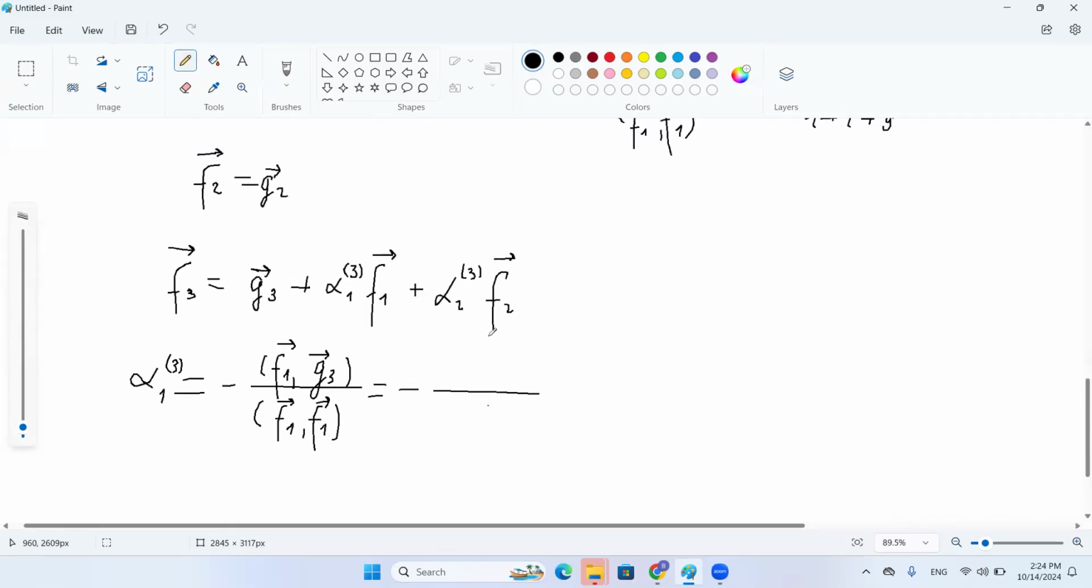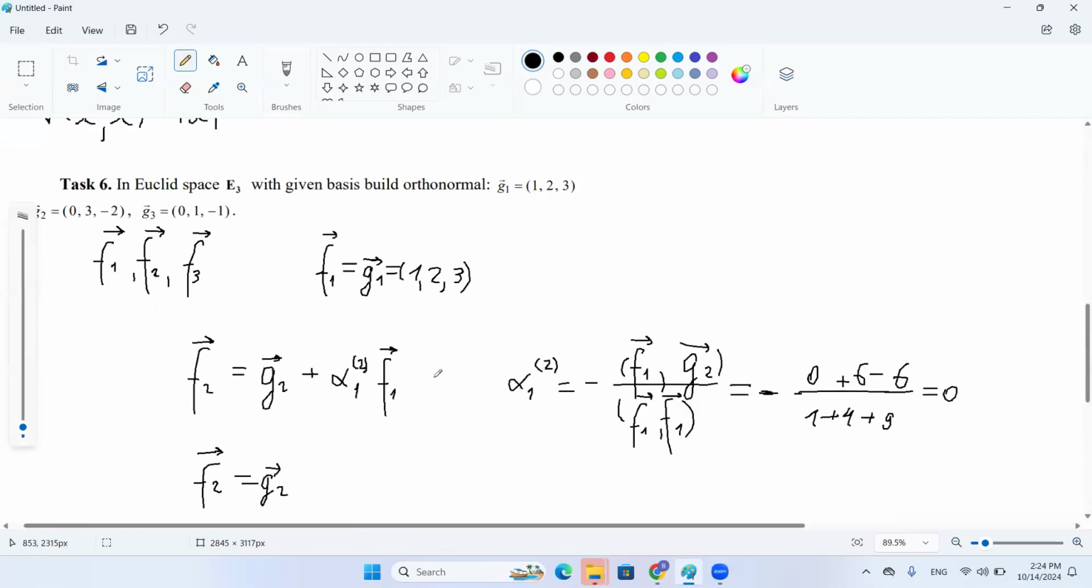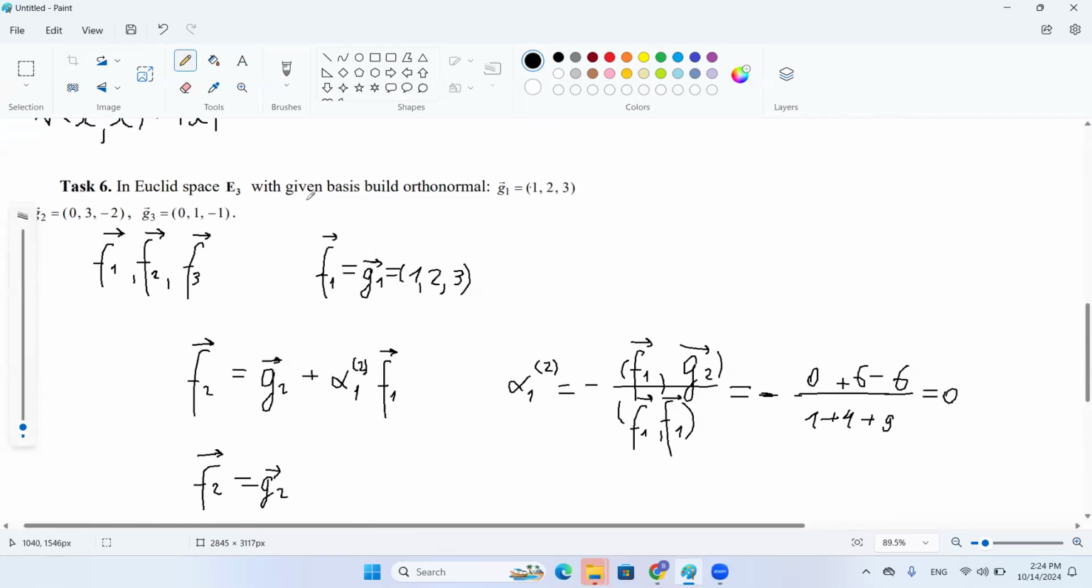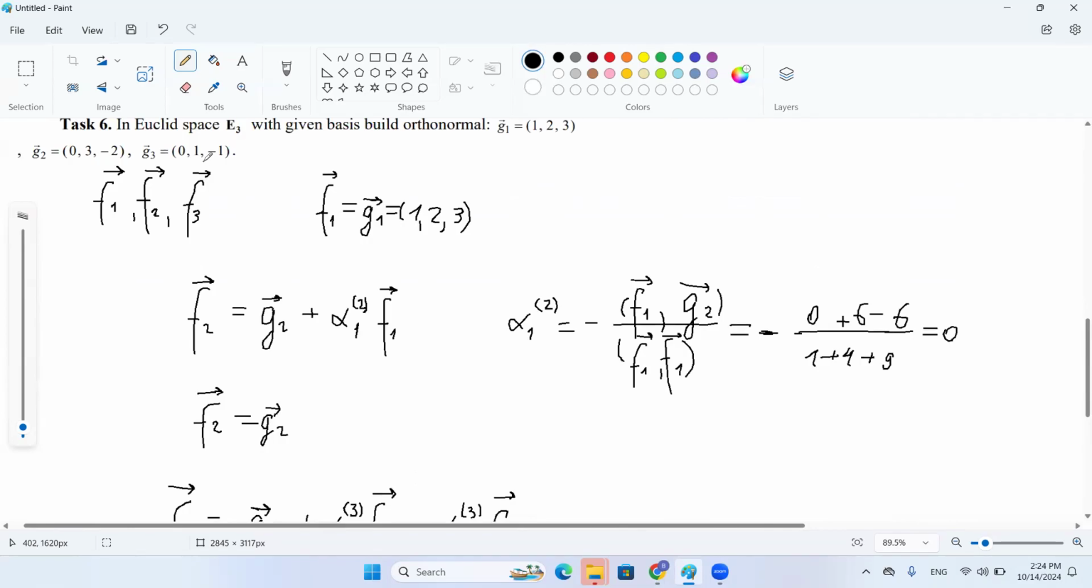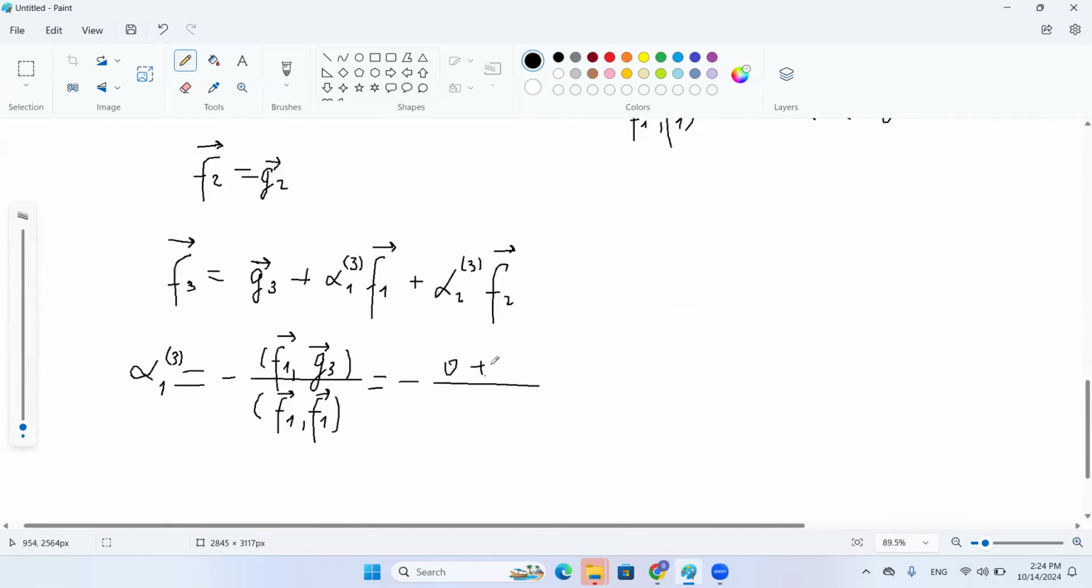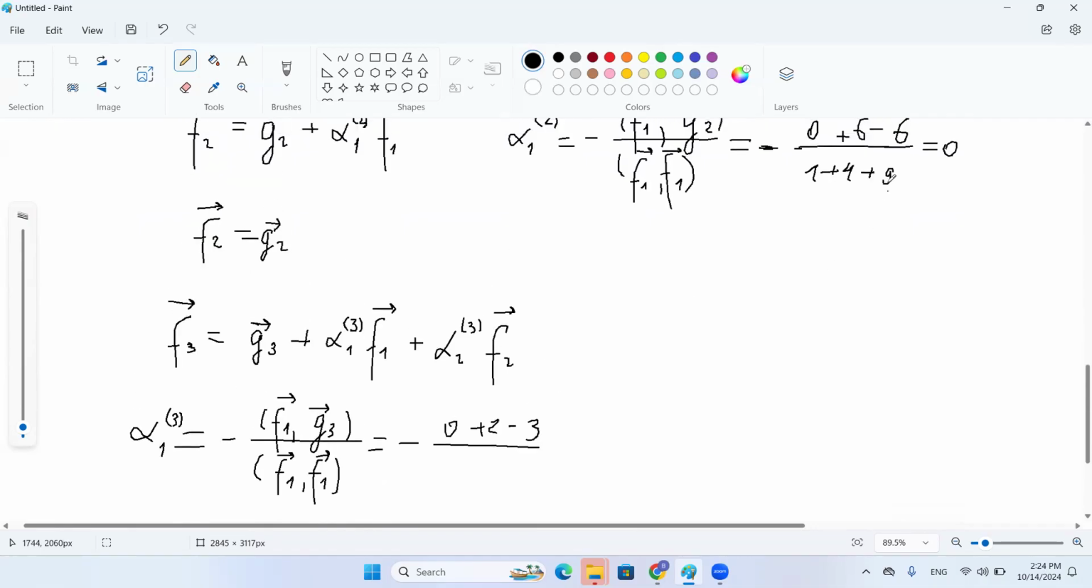Minus, okay, let's multiply f1 by g3. So f1 is g1, so 0 plus 2 minus 3. And f1 by f1, it's 14. So it equals minus 1 divided by 14.